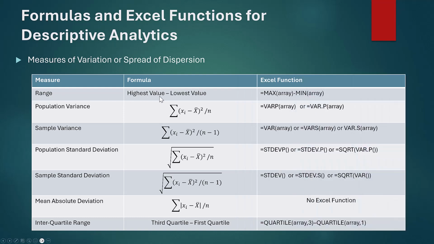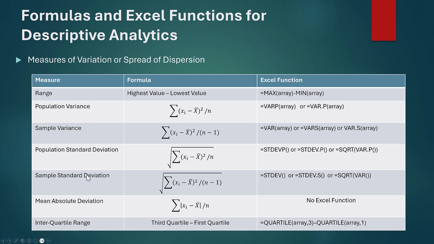Range: find the highest value, which is a procedure, minus the lowest value, which is a procedure. In Excel, we can use the function max minus min. Now, there is no range function in Excel. There's a concept of range in Excel, which is a completely different thing. That's a range of cells. Here we are talking about the range of values from highest to lowest.